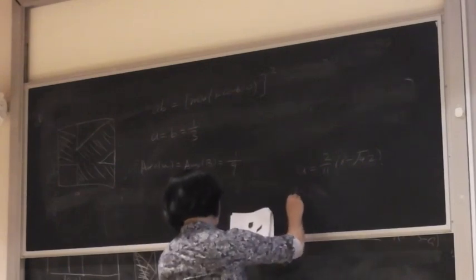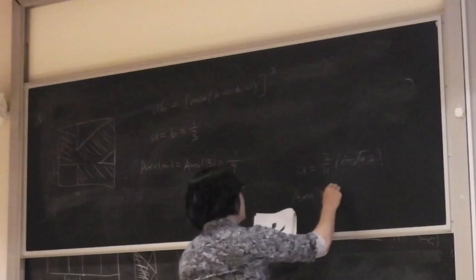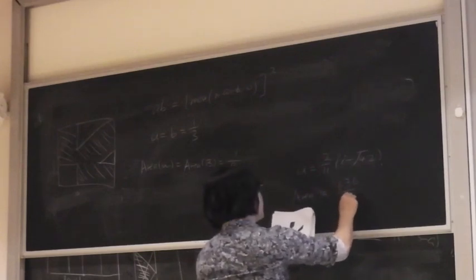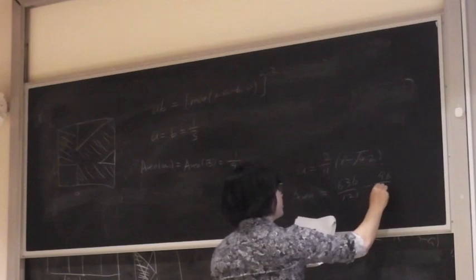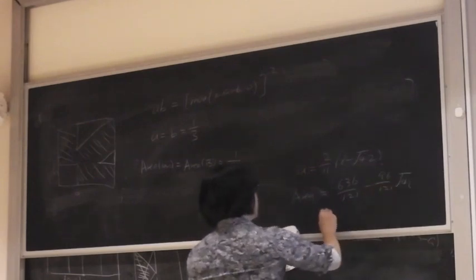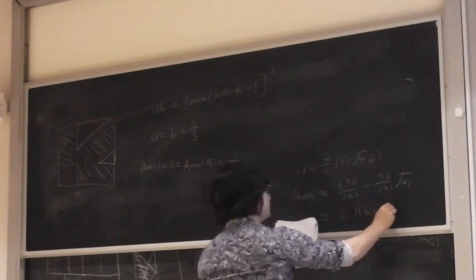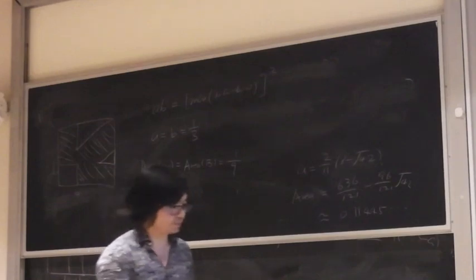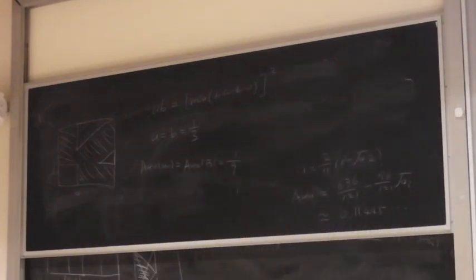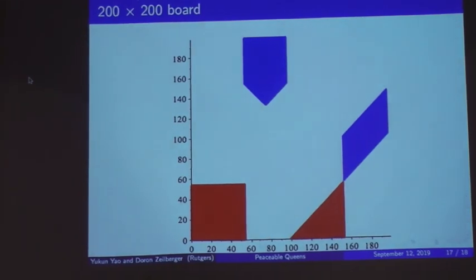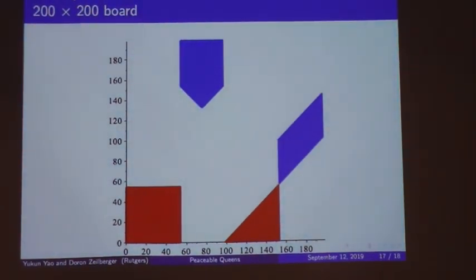So in this case, the area is approximately equal to 0.1144. So it means this case is better than the 2 square case.